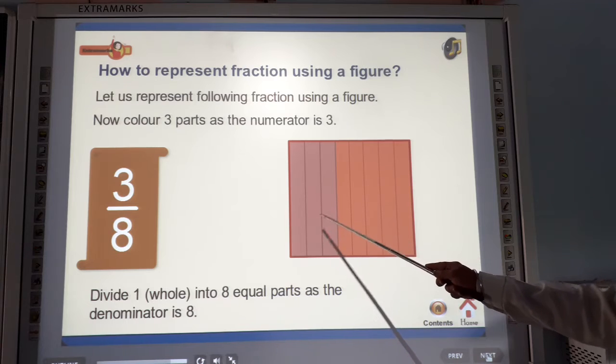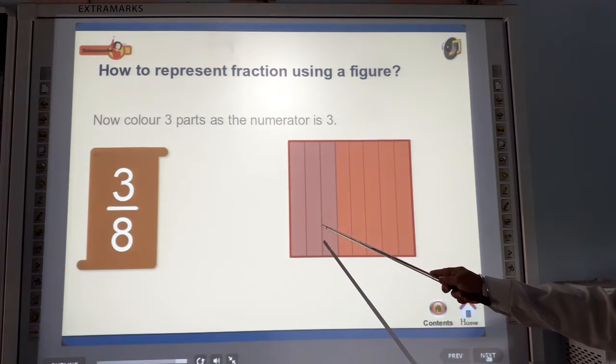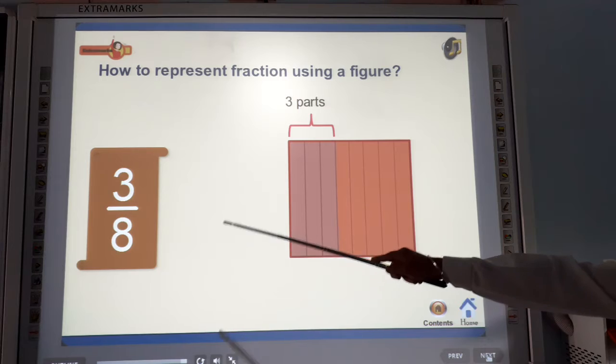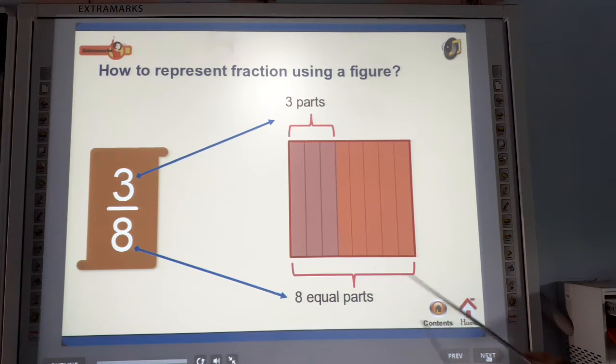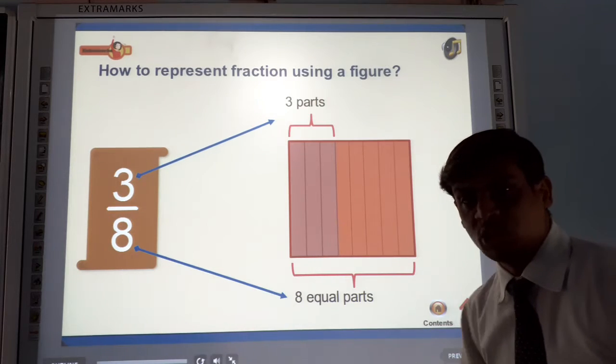And 3 parts are a different color. So the fraction is 3 by 8. 3 parts is the numerator and 8 equal parts is the denominator. Okay student.